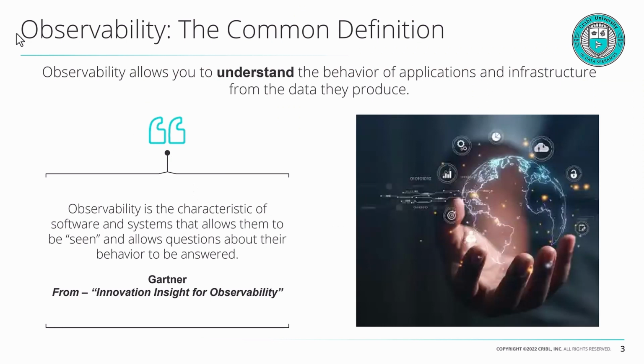So what is observability? We talked about this in the last module. If you missed it, I highly recommend you go back and take a look at that right now. Pretty much, observability allows you to understand the behavior of applications and infrastructure from the data they produce. You can look at what's coming out of these devices and have a good idea of what that application, that device, or the overall enterprise is doing and how it's performing.